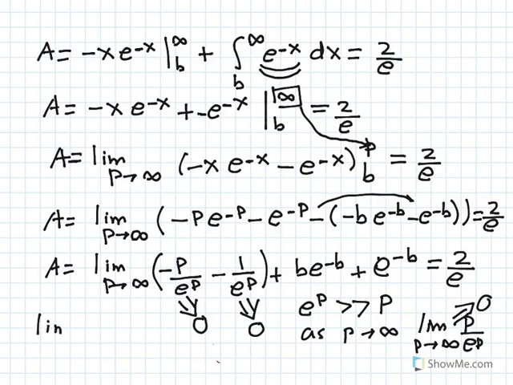Similarly, the limit as p goes to infinity of 1 over e to the p is 0. Because in the numerator, you just have the constant 1. In the denominator, you have the exponential function that's approaching infinity. So you get 1 over infinity, that ratio is 0. So this is 0, and this is 0.